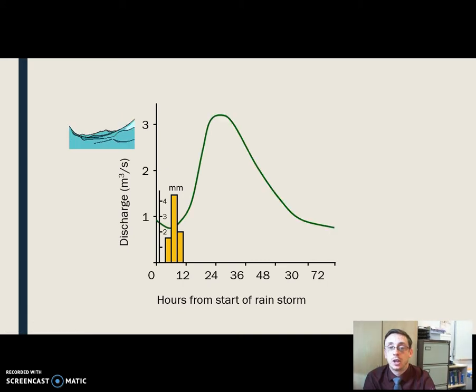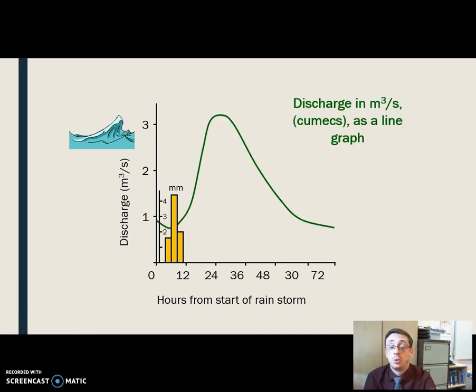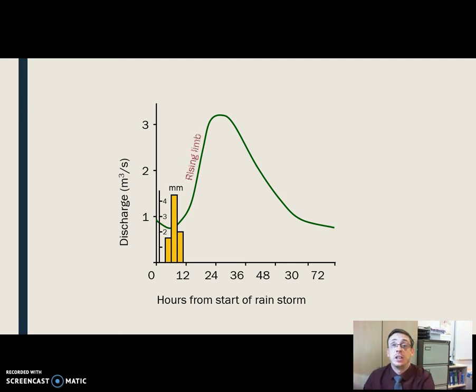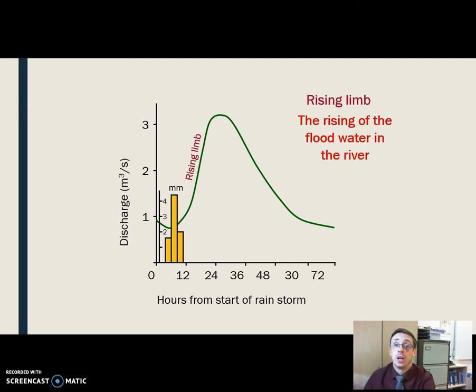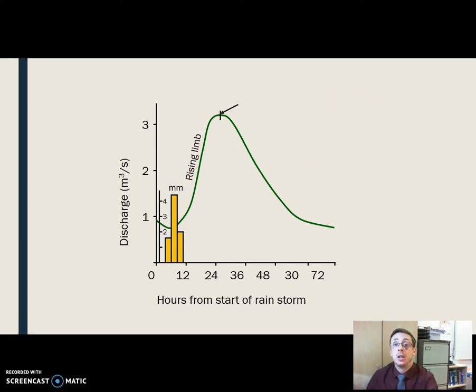Well, we're going to look at discharge. So this is how the discharge in the river itself has changed with time. And we measure this in cumecs or cubic metres per second as the water is travelling through the river system. Now with this, we split this line up into a couple of different little sections. So first we've got the rising limb. So this shows us what happens to the discharge as we add that precipitation, as we add that effectively flood water into the system. It goes up to a point we call peak flow.